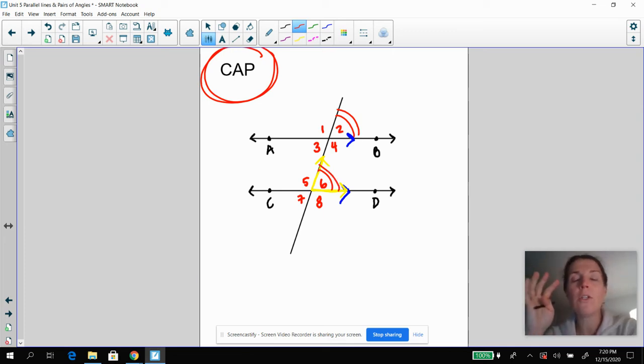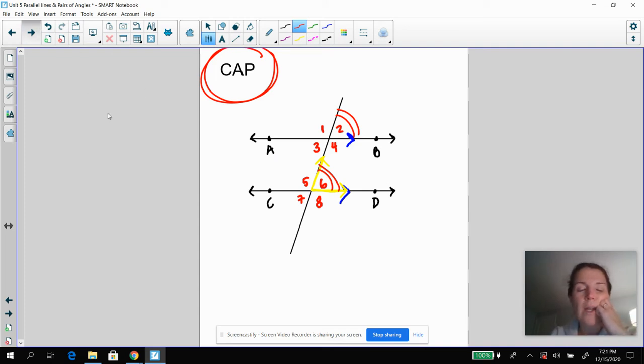Pause the video, and I want you to figure out if there are other pairs of corresponding angles. Go. All right, we're back. So hopefully you figured out that angle 1 and angle 5 are corresponding angles, and they're congruent to each other. Angle 3 and angle 7 are corresponding angles, and they're congruent to each other. And angle 4 and angle 8 are corresponding angles, and they're also congruent to each other. So that's CAP.